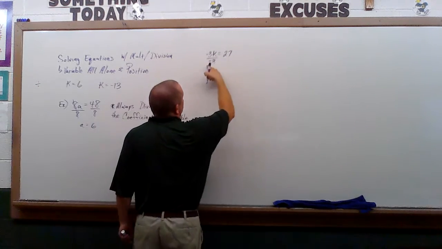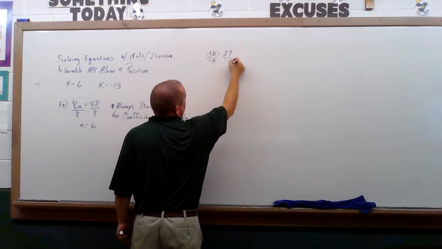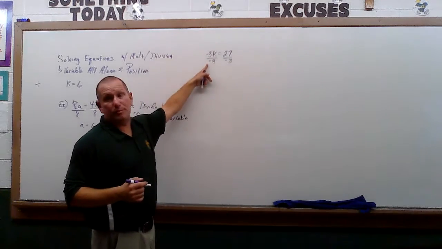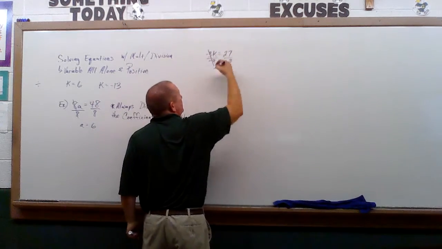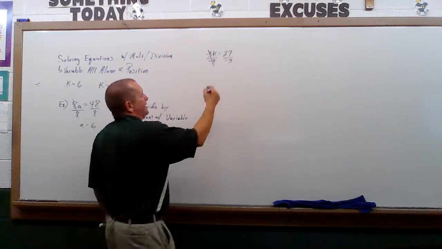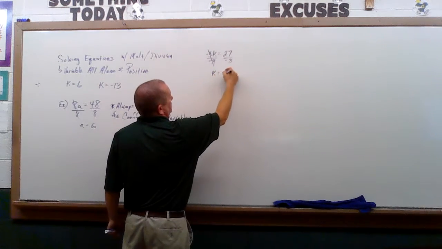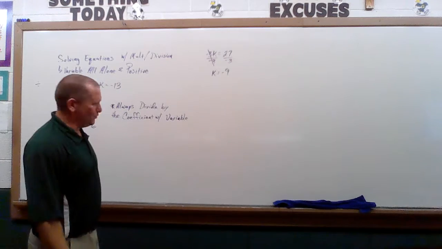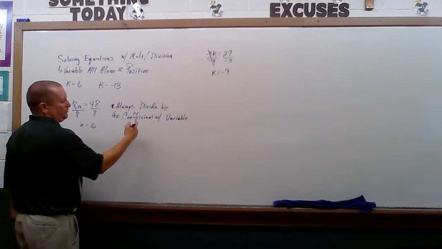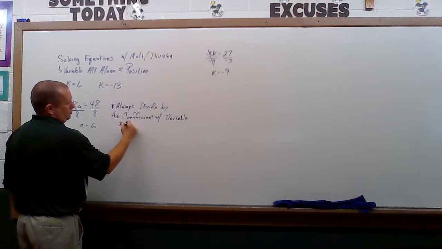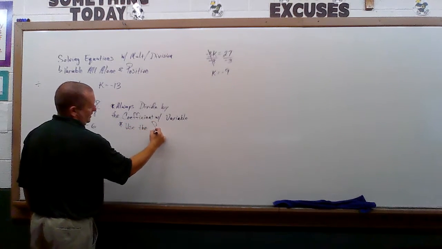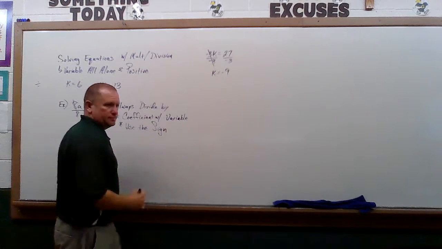Okay? If I divide the left-hand side by negative 3, I have to do that on the right-hand side. Again, look, I want the exact same number here, right? Because the exact same number cancels each other out and gives me 1. So k is equal to what? So, if you need to come back here, always divide by the coefficient. Use the sign. Don't forget about the sign.